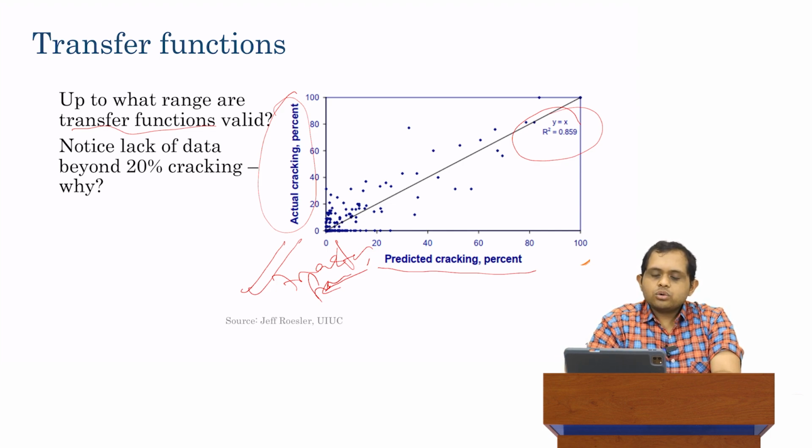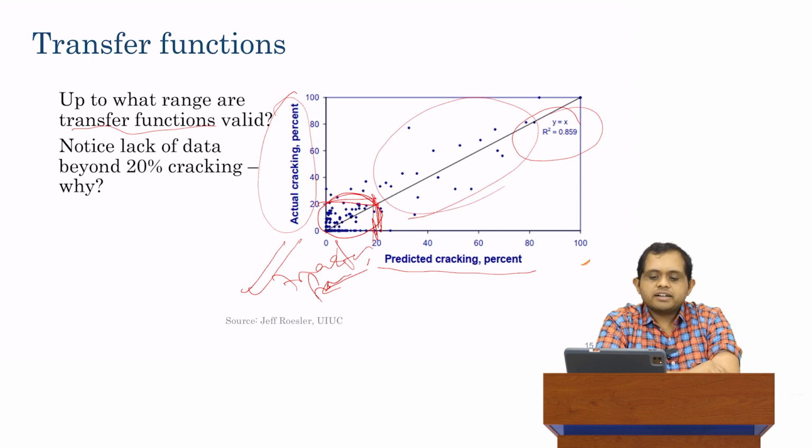But let's take a look at where the points are. You will see that if I limit the data to within the range of 20% cracking, there's a lot of data. Outside of it, much less data. You want to notice that beyond 20% cracking, there's not much data. Why? As I mentioned, this is data collected from an in-service pavement. Maybe this is a highway. If you're seeing 20% cracking, people are complaining about it.